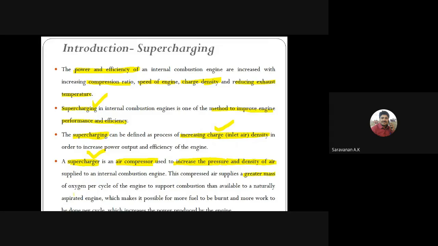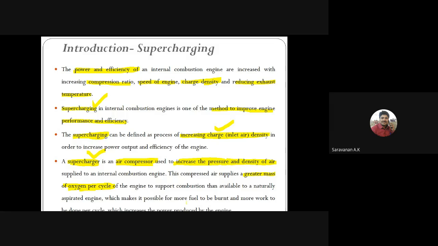So the combustion will be somewhat better, and the efficiency automatically improves, right? Why? Because greater oxygen per cycle gives better combustion. So automatically the power output of the engine will increase, right?